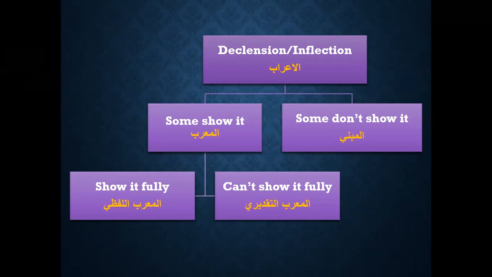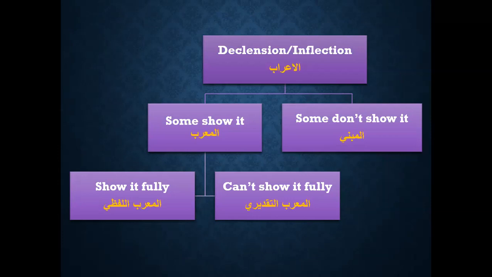But there are certain ones that do not show at all. They are called mabni, meaning they do not change their last letter status or the i'rab, the haraka on that. They do not change it completely. They do not budge at all. They're firmly fixed. So they're called mabni.